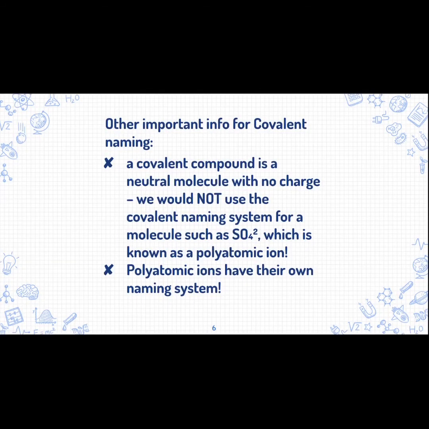Some other important information for covalent naming. A covalent compound is going to be neutral, which means it has no charge. So before, when we talked about ionic, we said ionic does have a charge, even though it's not written. Covalents are neutral, there's no charge. So we would not use this covalent naming system for molecules such as SO4-2, which is a polyatomic ion. So you shouldn't see your polyatomic ion list when we're talking about covalent compounds, because these are all neutral. Polyatomic ions have their own naming system.